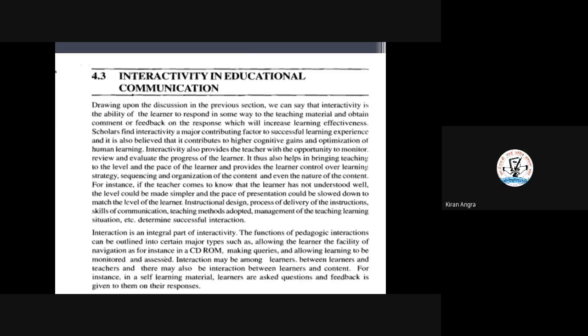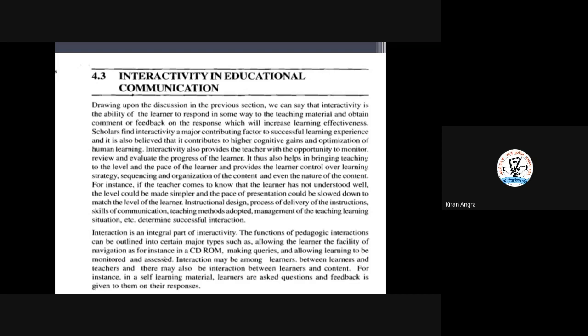In case a teacher finds that the learner has not understood well at this level, she or he can make the level simpler, can slow down the pace of presentation, can change the instructional design and the process of delivery of instructions, and should adopt some different teaching methods and different management of the teaching-learning situation, because the purpose is successful interactivity or interaction. Interaction is an integral part of interactivity.